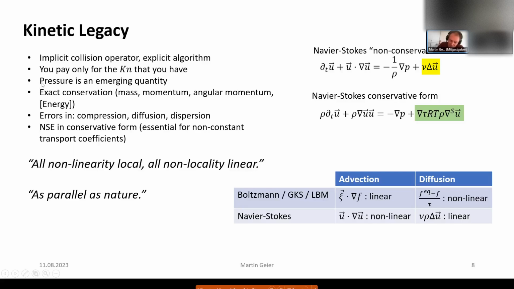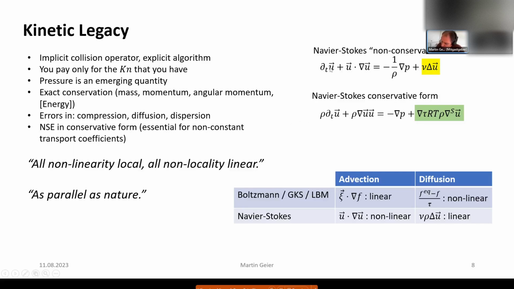One important difference is that pressure is an emerging quantity. In the Navier-Stokes equation, you always have to solve an equation for the pressure in addition to this. In kinetic gas theory, pressure just emerges from the velocity distribution. The entire thing is also exact with respect to conservation. So mass, momentum, angular momentum, and energy, if you consider energy, which we usually don't, are exactly conserved.